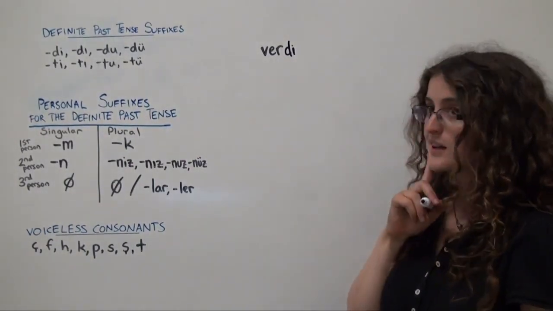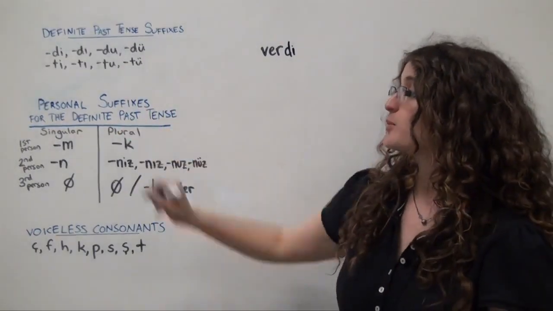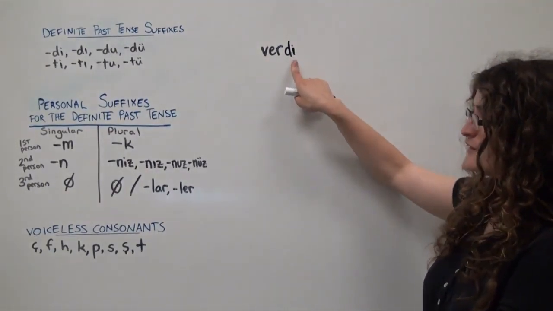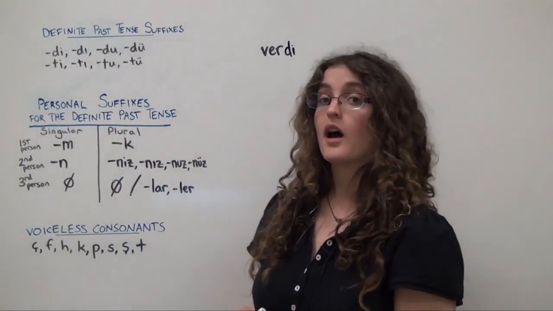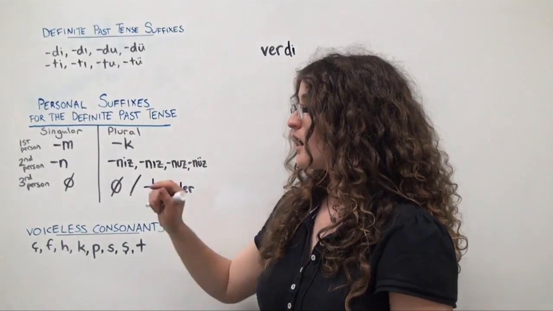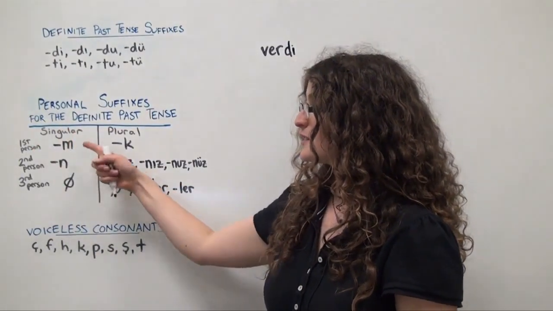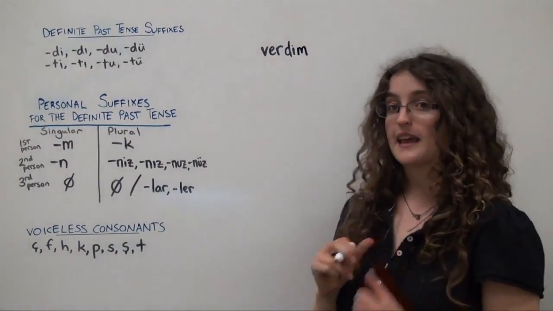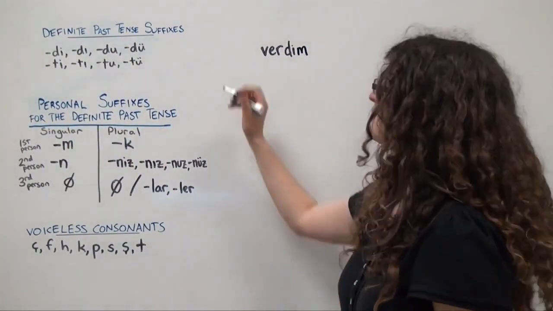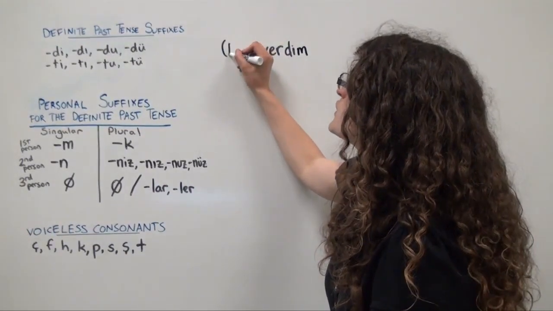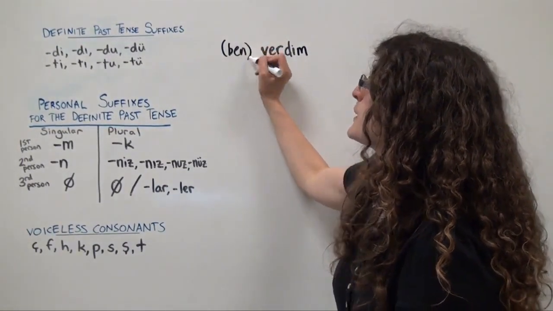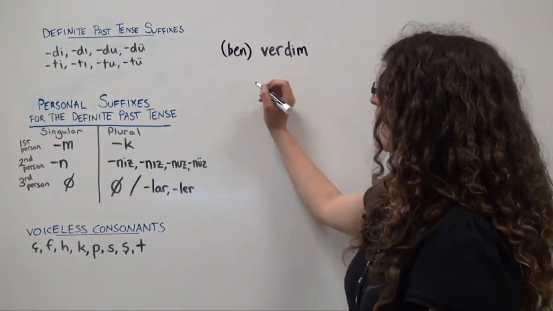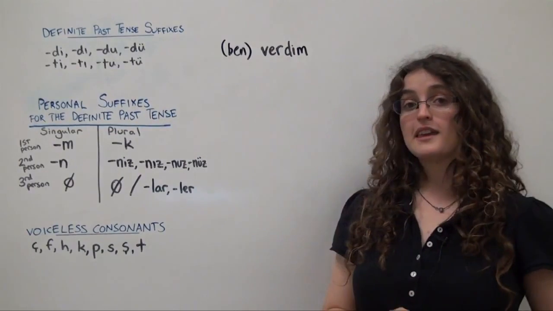So our next ingredient is the appropriate personal suffix for the definite past tense. So verb stem, definite past tense suffix, now our appropriate personal suffix. I gave, so first person singular, m, verdim. I gave. We also have the option, although it's not required, of using our personal pronoun ben, I, before verdim, I gave.